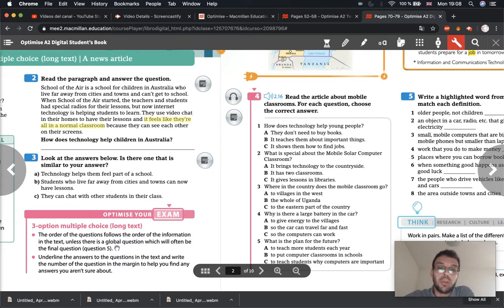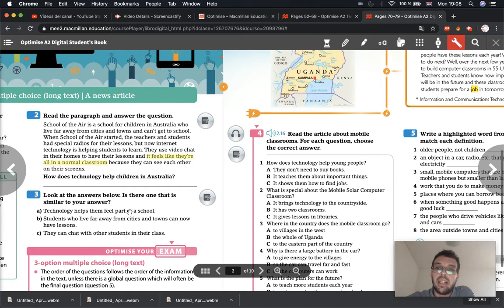So when there's global questions, we don't really highlight answers in the text. It's about our general understanding of the text. But there's normally only one global question, and it's normally the last one. And it says, underline the answers to the questions in the text and write the numbers of the question in the margin to help you find any answers you aren't sure about.